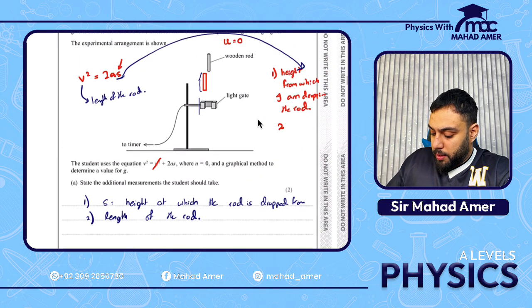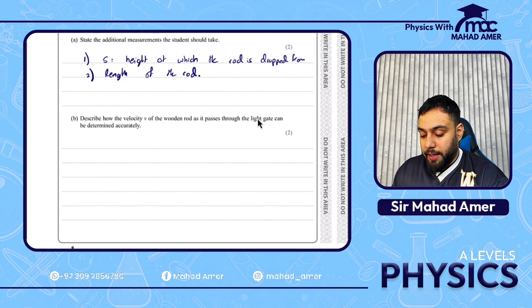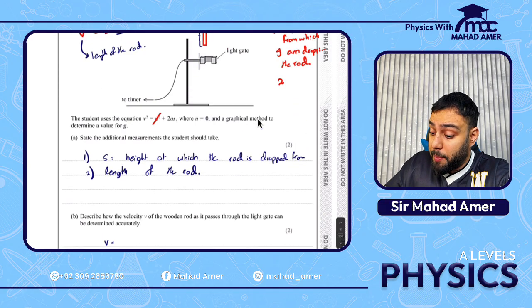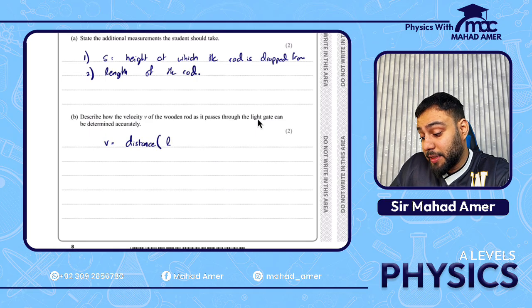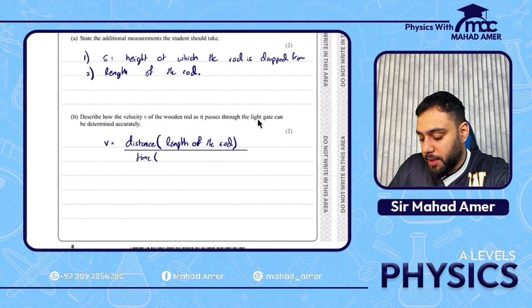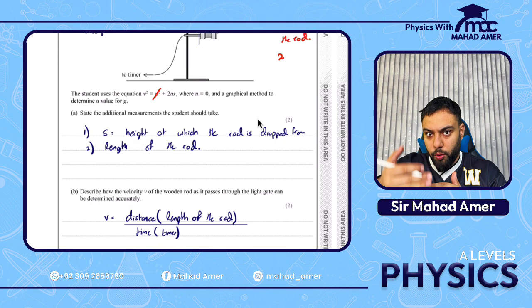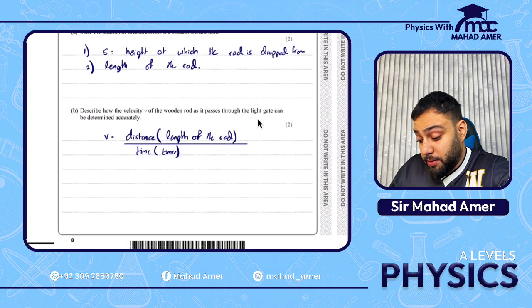Okay. Moving on. Describe how the velocity of the wooden rod as it passes through the light gate can be determined accurately. So how can we determine the value of velocity? It's quite simple. Velocity equals distance over time, and the distance in this case is the length of the rod. For the time, I would take the time on the timer. This gives me how much time the rod took to fall through the light gate, and the distance is the length of the rod.